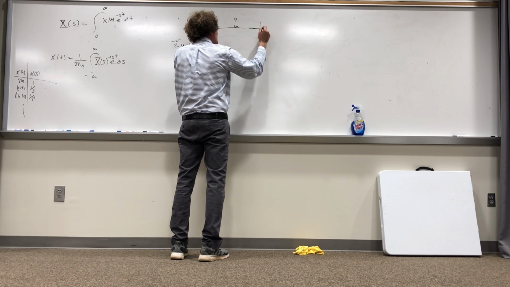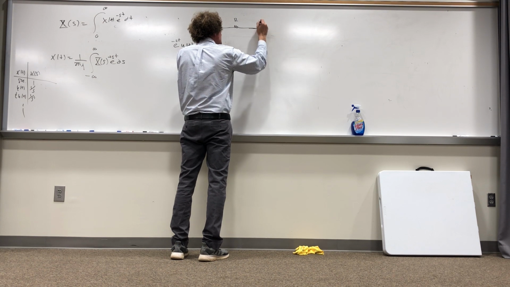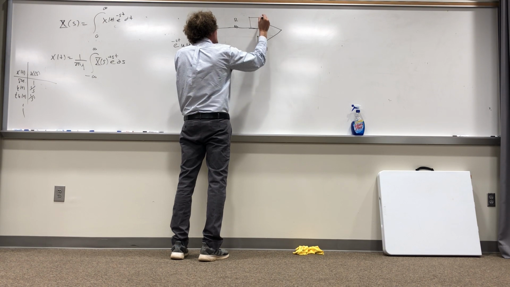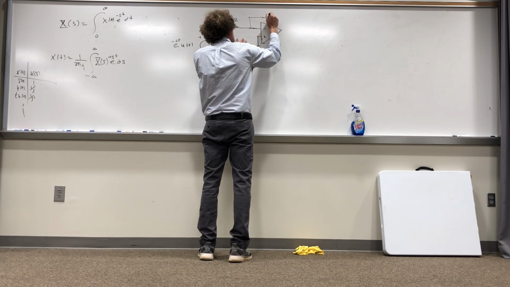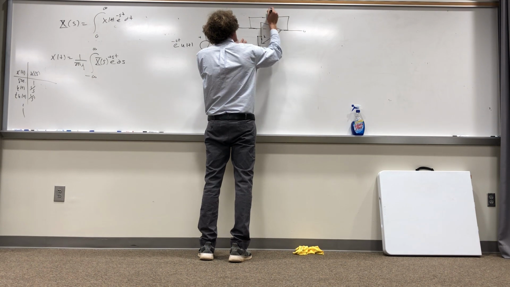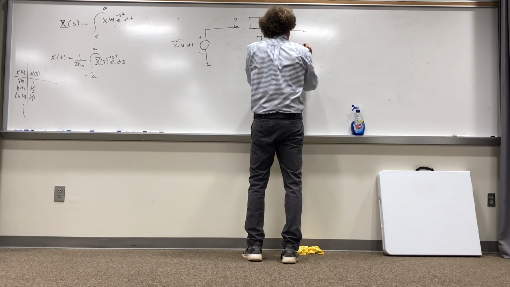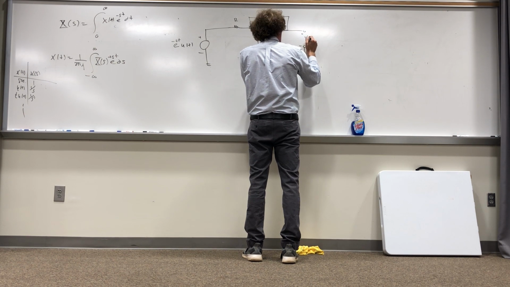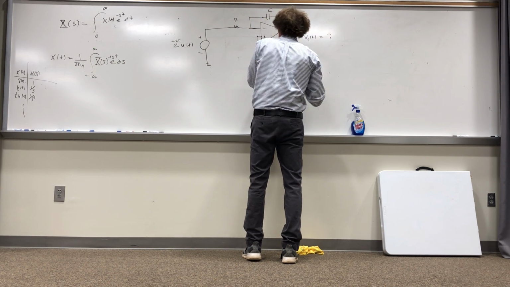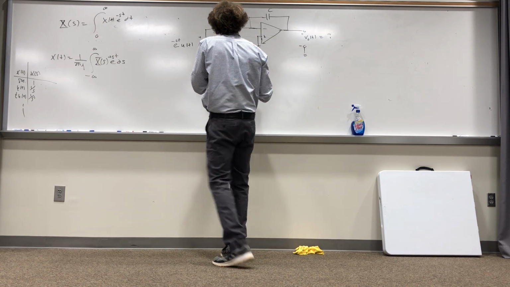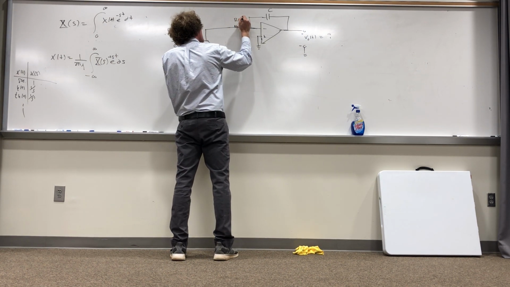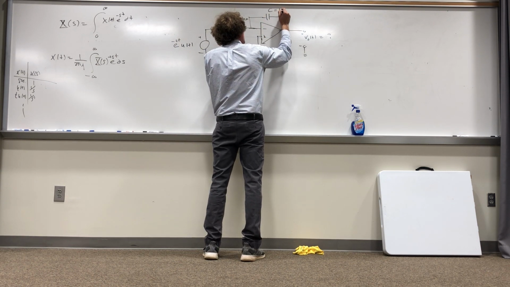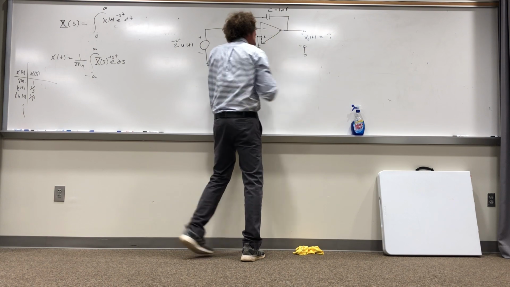It's going to go into the negative terminal of an op amp, the inverting terminal. This one I'm going to ground. And then I'm going to put a capacitor here, C. This is my output, say it's V out of t, and that's what I want. And what values do I give these? R is going to be equal to 10 ohms, and C is going to be equal to 1 millifarad.